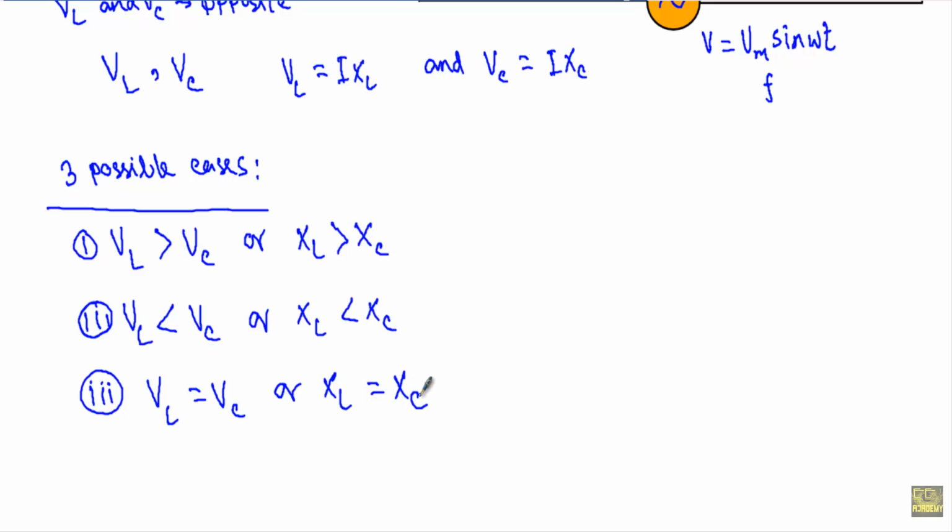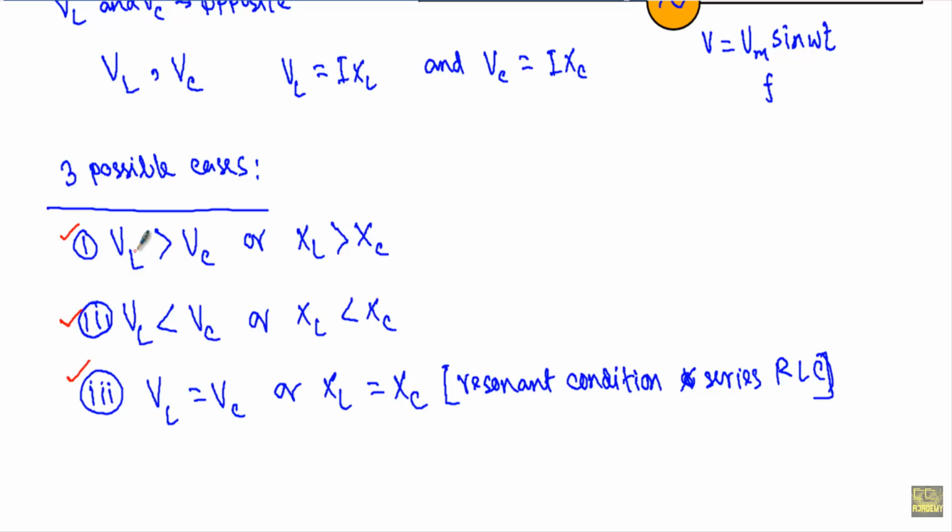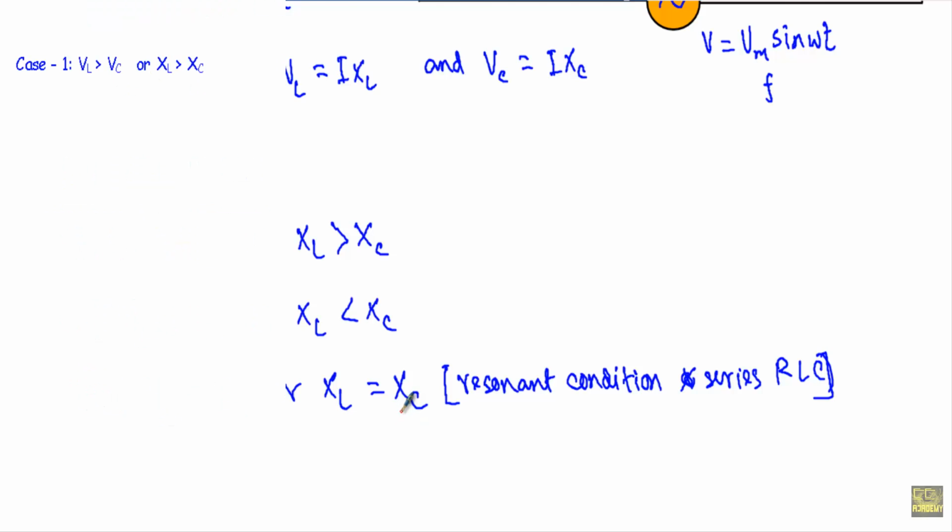And this XL equal to XC, or the voltage across the capacitor is equal to the voltage across the inductor, is known as resonant condition of the RLC circuit. I will talk about series and parallel resonance in a separate video. Okay, now let me point out each of these three cases. At first I will show you VL greater than VC or XL greater than XC. After that I will show you VL less than VC or XL less than XC. At last I will show you VL equal to VC or XL equal to XC case in this video.